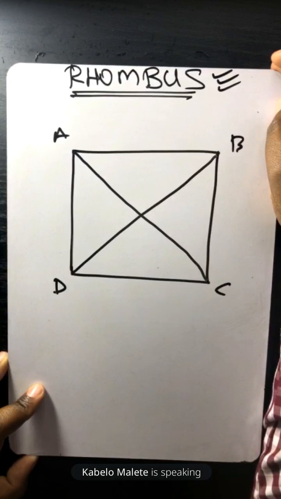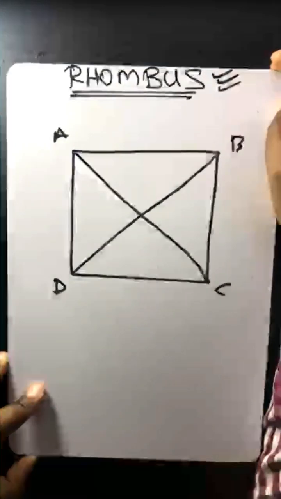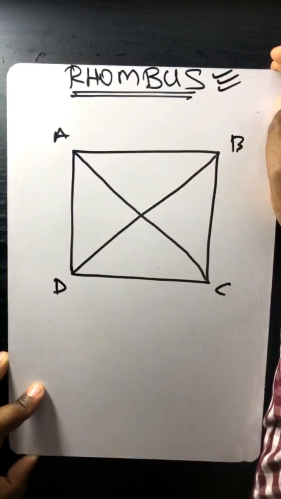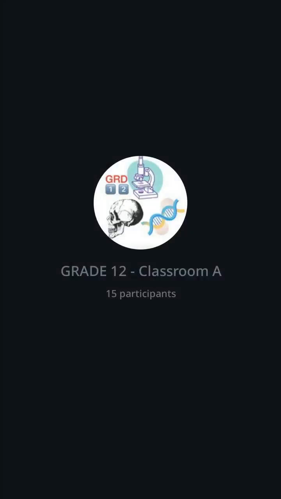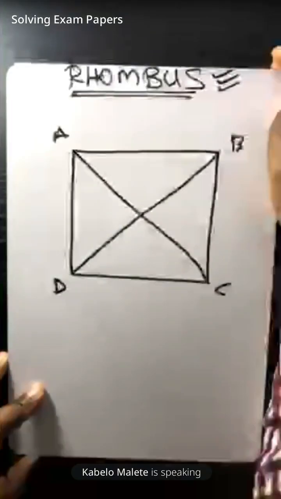Sir, where the diagonals are perpendicular, it is equal, sir. Where the diagonals are perpendicular. The research does also prove it. I'll send you a picture, sir, of the similarities of a rhombus and a square.